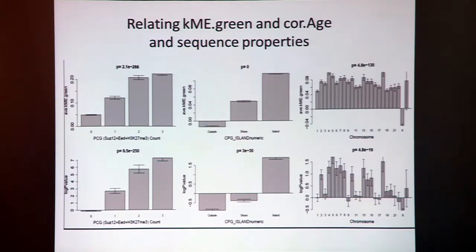Now, interestingly, one can also relate this KME measure to other sequence properties. For example, you can ask, what's the relationship between KME and CPG island status? And then we found, yes, these age-related genes that get hypermethylated with age are typically in CPG islands. We compared these types of analyses to a standard analysis. And again, we found that the KME measure is superior to just a meta-analysis statistic.